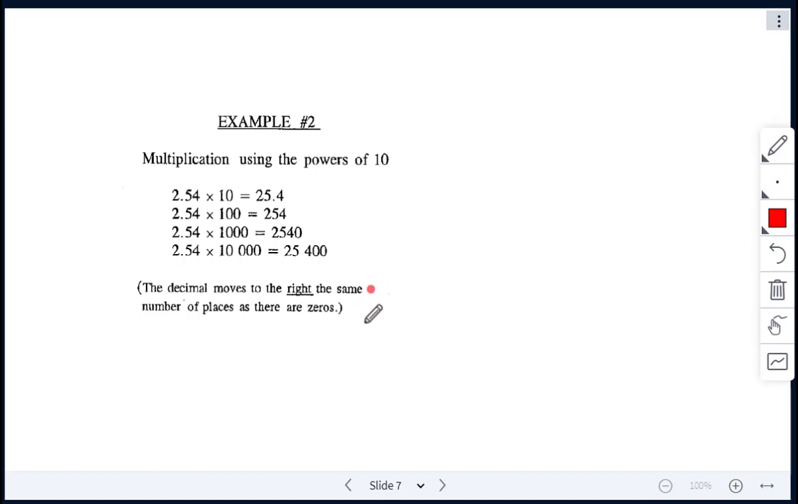So you see that pattern there, that the decimal place is moving to the right the same number of places that there are zeros, right? So 1 zero, we moved 1 to the right, 2 zeros, we moved 2 to the right, and so on.